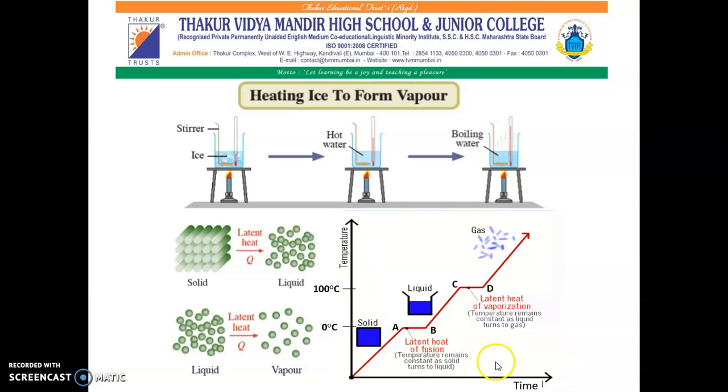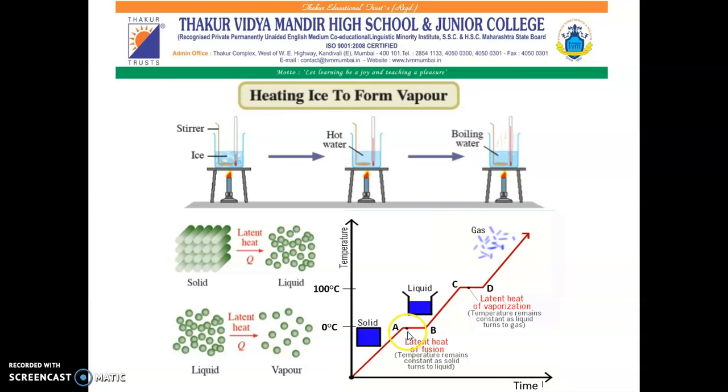Over here in this graph, the x-axis represents the time, whereas the y-axis represents the temperature. Initially, you can see when the ice is in the solid state, the temperature is below 0 degrees Celsius. Now, you will observe that the temperature of the mixture remains at 0 degrees Celsius till the ice melts completely.